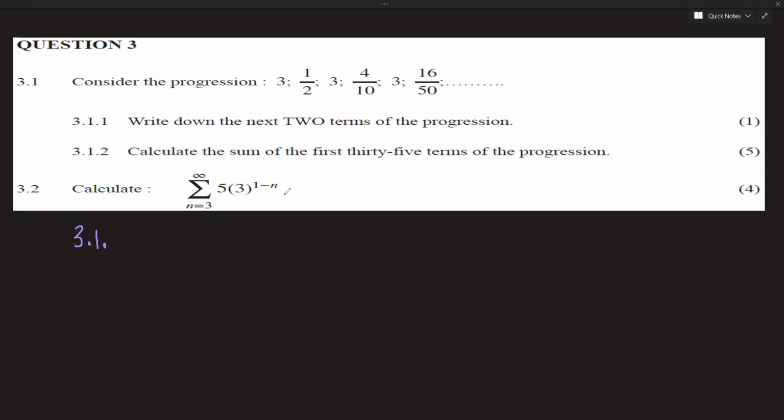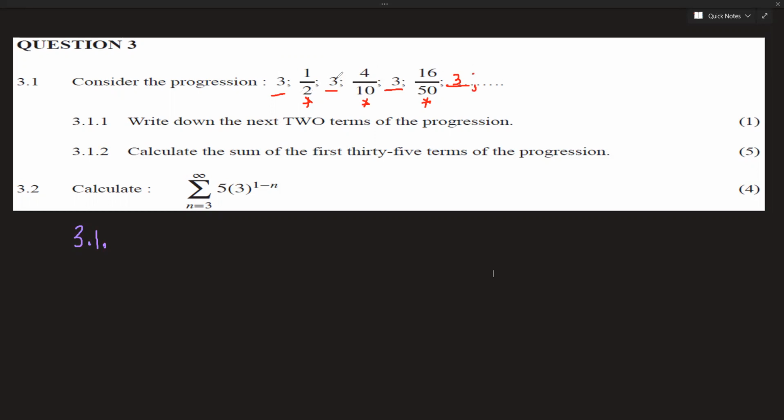On 3.1, they want us to consider the following progression. 3, 1 over 2, another 3, 4 over 10, another 3, 16 over 50. I'm sure all of you can tell that this term here will be 3, because there's 3, then a new term, then 3, then a new term, then 3. Then there should be a new term here.